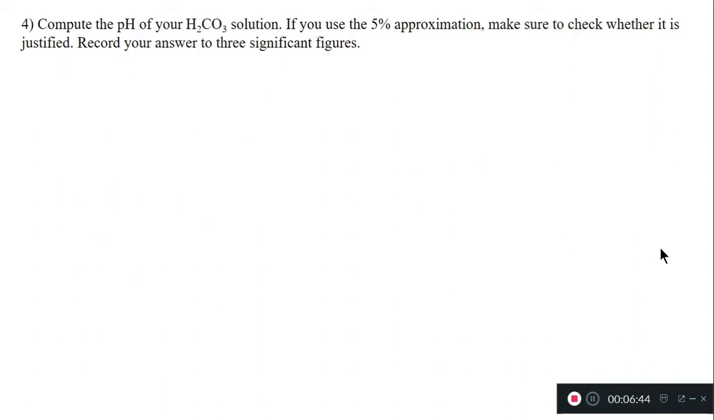All right, now we want to get into the nitty-gritty and actually compute the pH of the carbonic acid solution. Again, in question number 1, we revealed that we're expecting it to be acidic, but now we're going to actually get into the math of it. We're also reminding you that if you use the 5% approximation, you need to make sure and check whether that's a valid approximation to make.